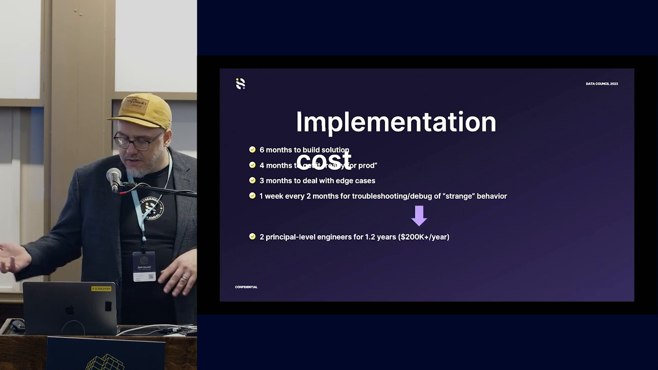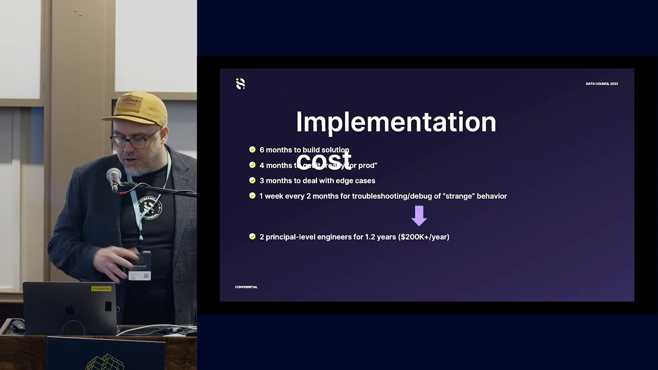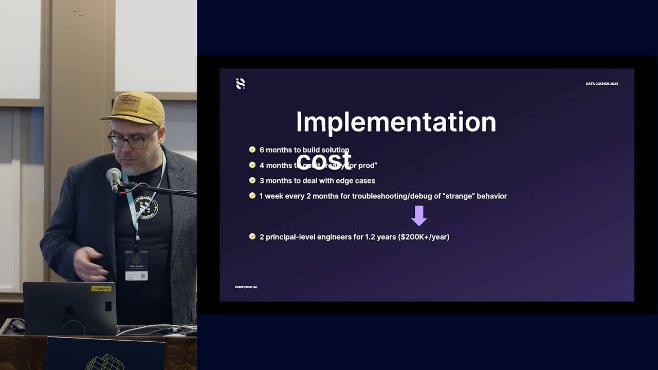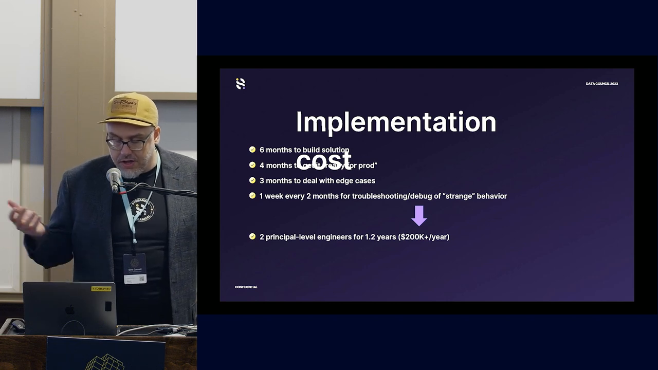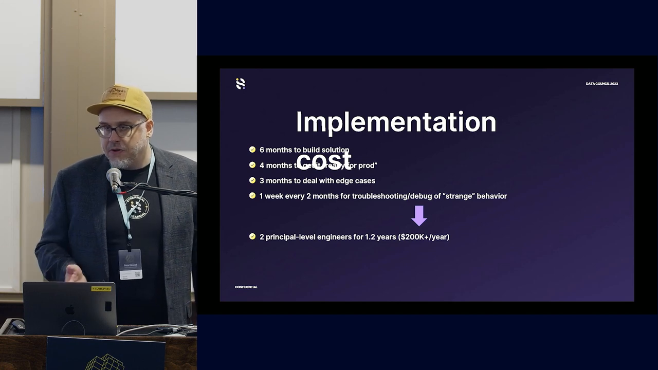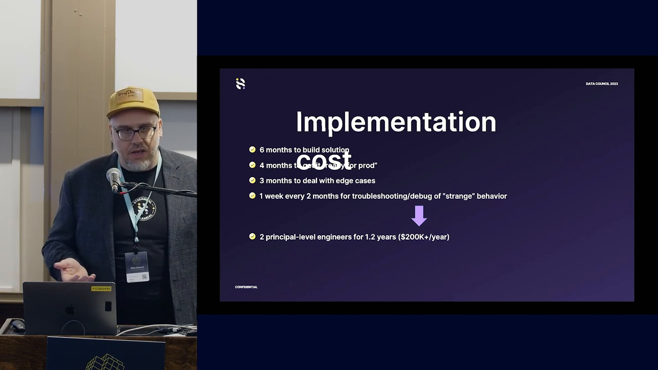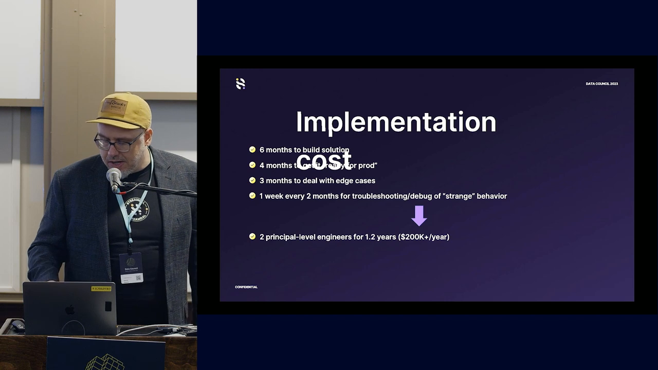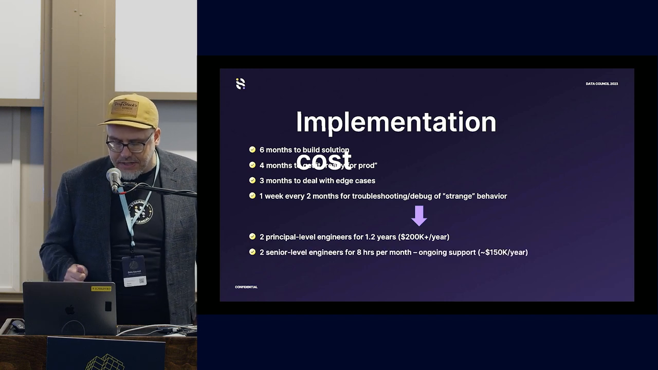So the reality of that is, I just wanted to put it down into numbers. Two principal level engineers, a little over a year. Let's say a minimum of 200K a year salary for both of them. So it's going to get kind of expensive.